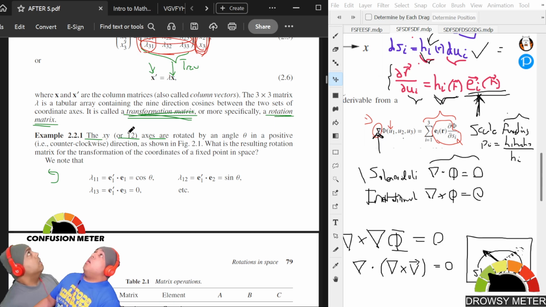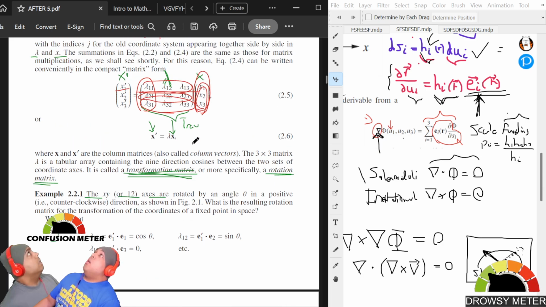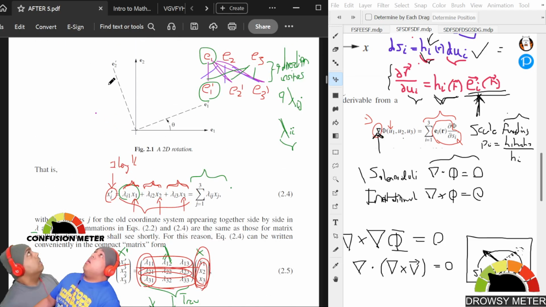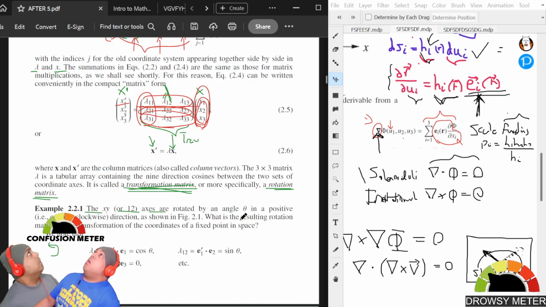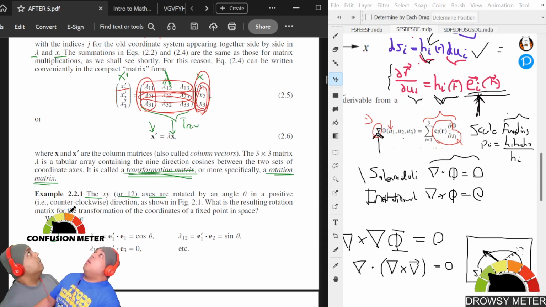Example 2.2.1. The XY or 1-2 axes are rotated by an angle theta in a positive direction, as shown here. What is the resulting rotation matrix for the transformation of the coordinates of a fixed point in space?